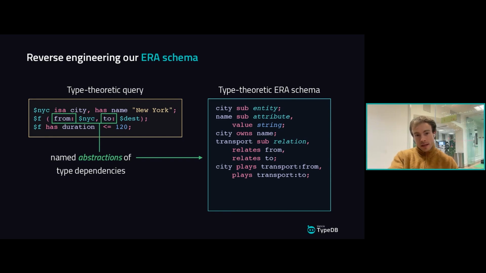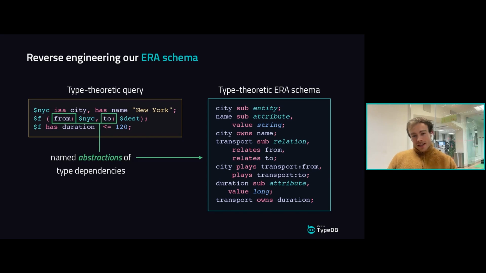Let's also look at the last line briefly. This says f has duration less than 120. What this states is that duration is certainly an attribute. In this case, it has integer value long, and transport, so the type of f, must in particular be a type that duration can depend on. So there's duration of a specific form of transport. We specify that by writing transport owns duration.